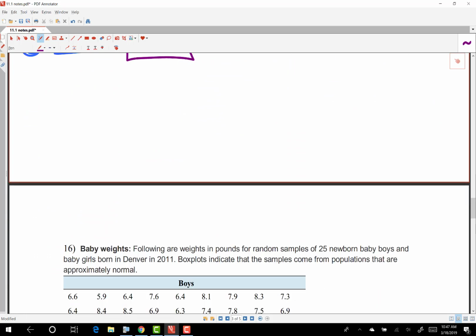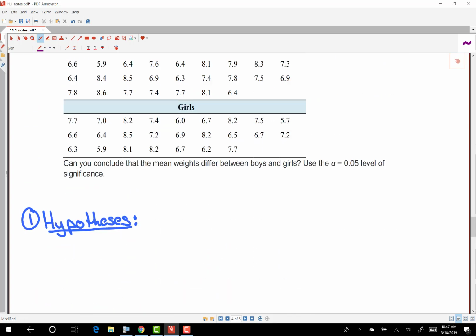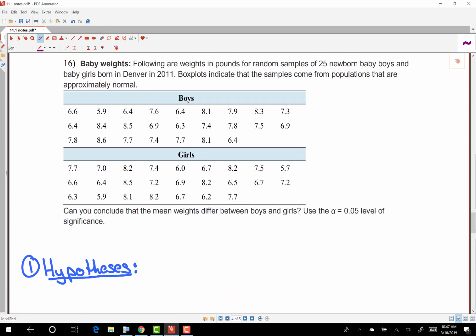Okay, let's do another one. This one is on baby weights, and we have samples again. It says, following are weights in pounds for random samples of 25 newborn baby boys and baby girls born in Denver in 2011. Box plots indicate that the samples come from populations that are approximately normal. They really needed to say that on the last problem. They didn't. But that's just telling us that we're allowed to do the problem. Can you conclude that the mean weights differ between boys and girls?